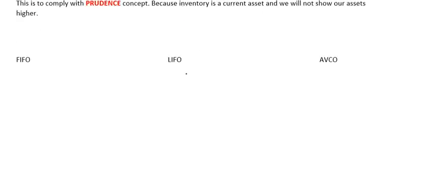Why? Because this is to comply with the prudence concept, and the prudence concept says keep your assets and profits lower wherever it is possible. As inventory is your current assets, we will not show it as higher. That's why, applying the prudence concept, always take the lower between cost and sellable value, which is basically your net realizable value.